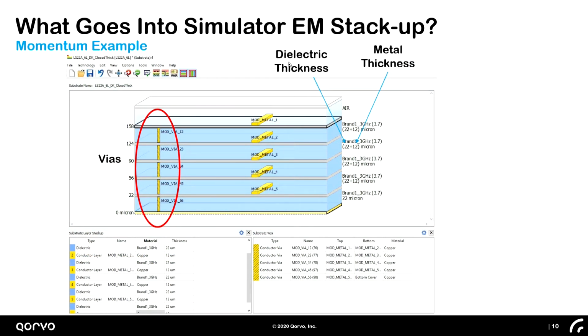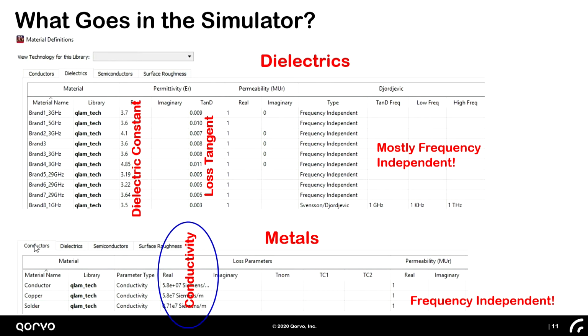So what goes into the simulator for the EM stack? Because we want to be able to drive good simulation. I just happen to use Momentum as an example because I happen to have it on my laptop and can pull the pictures out really easily. But you've got the vias, you've got the dielectric thickness, metal thickness that go here. And there's another tab where you can put in the material parameters. So there's dielectric constants, loss tangents, and these are mostly frequency independent the way they're implemented right now, which I think is probably not the best thing to have when you're trying to do 5G stuff. But this is what we have right now.